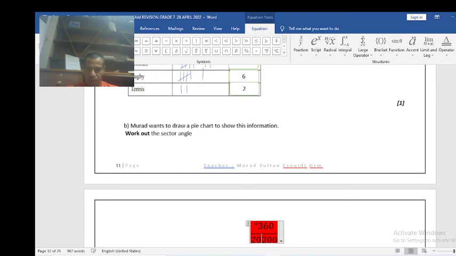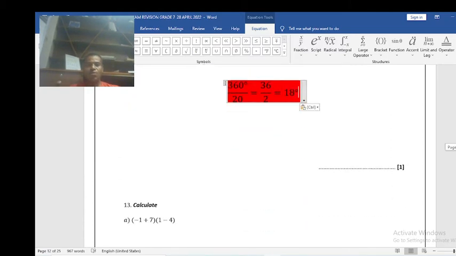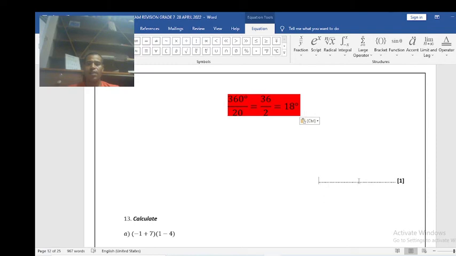Total is 20. So we can cancel the 0, the common factors. So it will be 36, of course. 36 divided by 2 is equal to 18 degrees. Then the correct answer, learners, is 18 degrees. I wish that it's clear for you. Okay, the next.